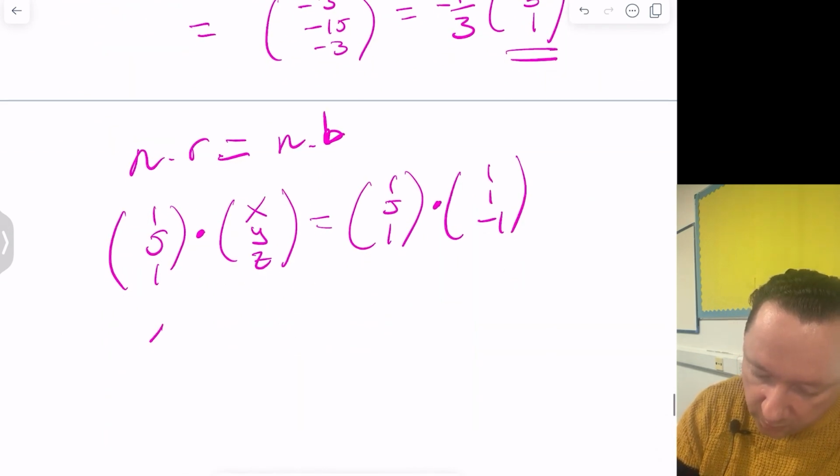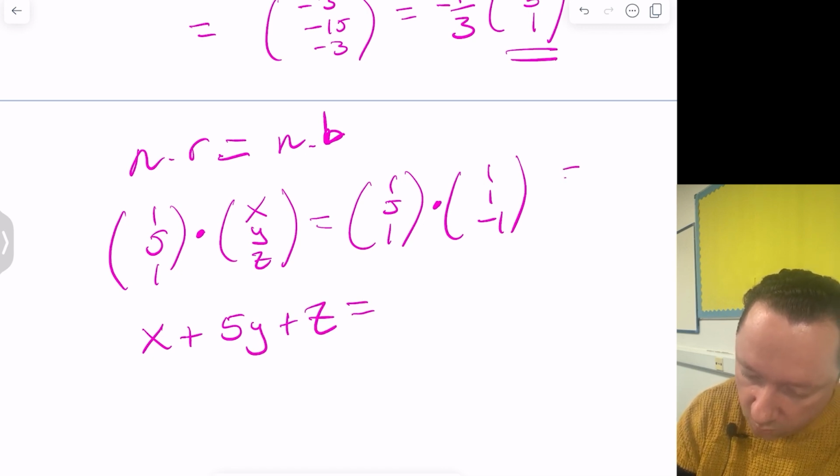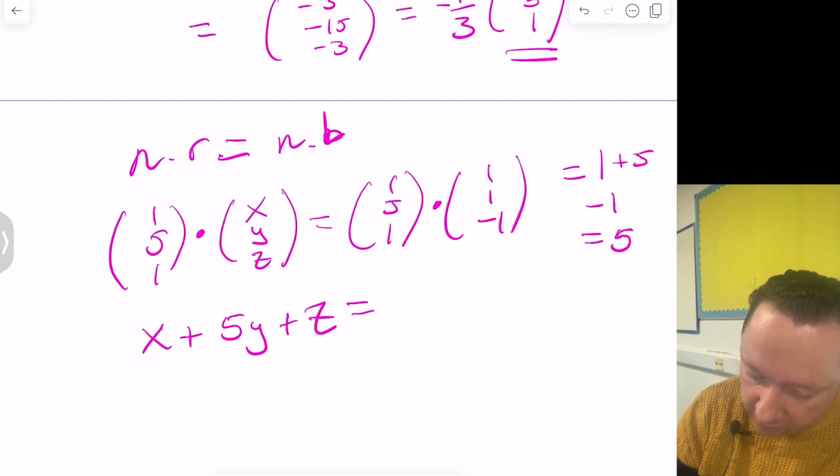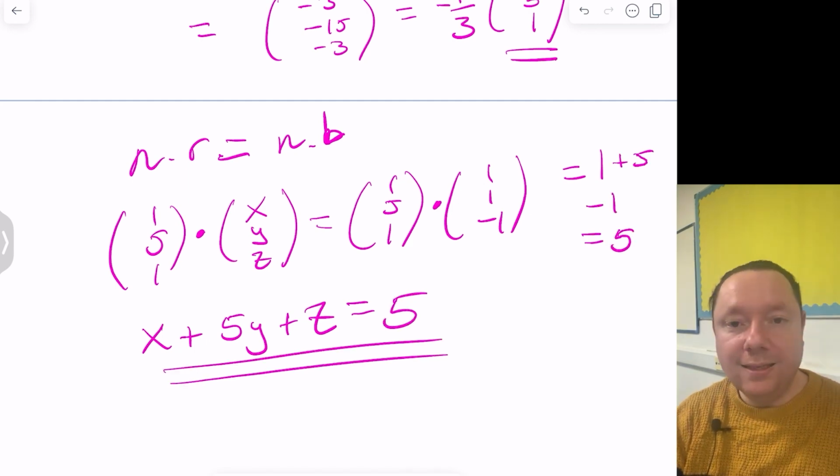So that gives me x plus 5y plus z equals, let's just work this bit out, 1 times 1 is 1, 5 times 1 is 5, 1 times minus 1 is minus 1, that just equals 5. And there's the equation of our plane.